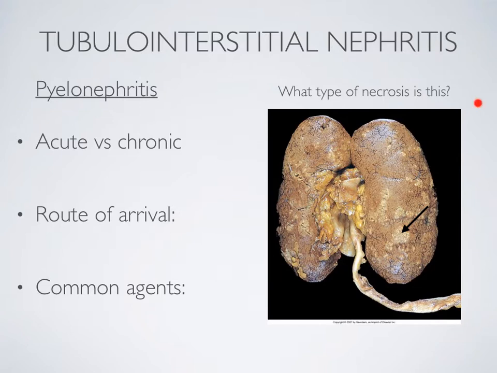So we're undergoing liquefactive necrosis. Now remember, if it's ischemia or any kind of cell injury that's not bacterial or doesn't have a lot of white blood cells involved, then we would expect coagulative necrosis. But in this case, with pyelonephritis, you see pus, you see those pockets of liquefactive necrosis.